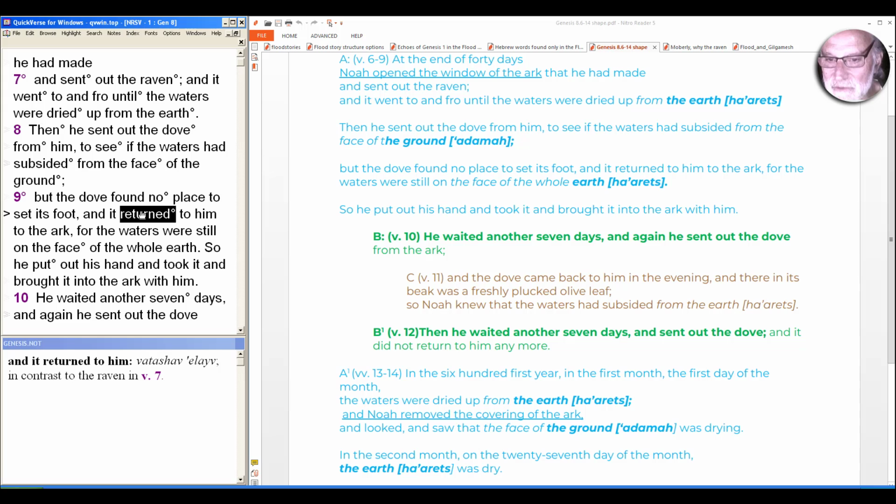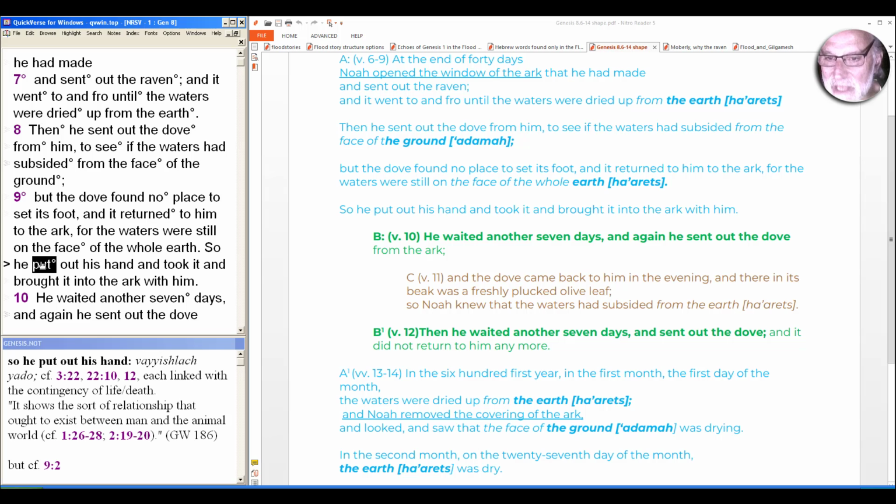And so returned to him in the ark. Shav, the verb for returned, which often means returning to God, or returning in the sense of interior, a return like metanoia in Greek, a changing of mind and heart that turns oneself back to the Lord, back to God. Here it's returning back to the ark, for the waters were still on the face of the whole earth, following our structure there. So he put out his hand and took it with him and brought him into the ark with him.